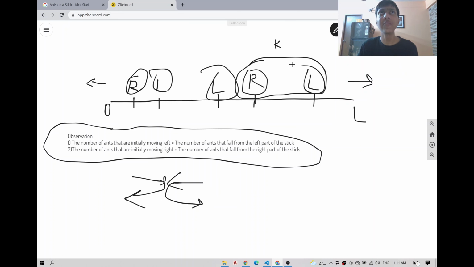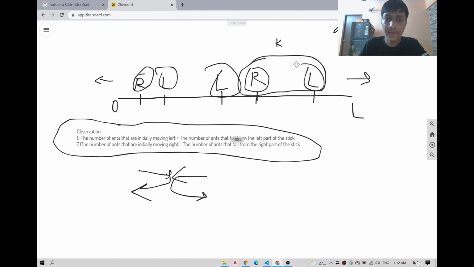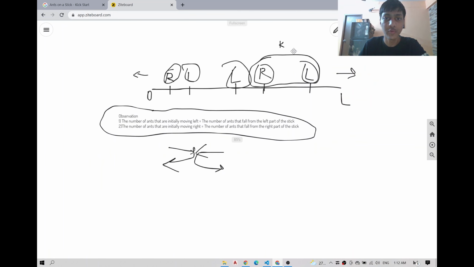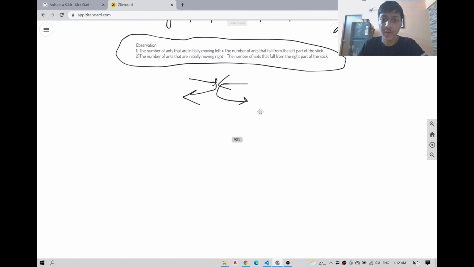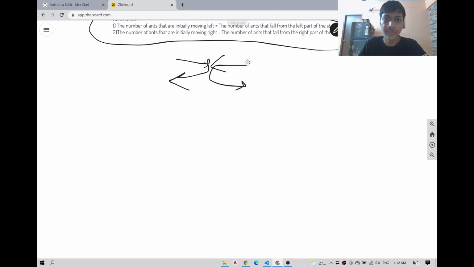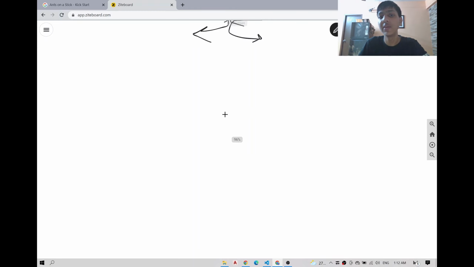So from that we can basically get the sequence of ants that fall from the right and the sequence of ants that fall from the left. But what about the order, basically the time at which they fall off? For that we can make another very useful observation. Assume for a few minutes that every ant were identical. There were no distinction. They didn't have any indexing on them. They didn't have any number printed on them.